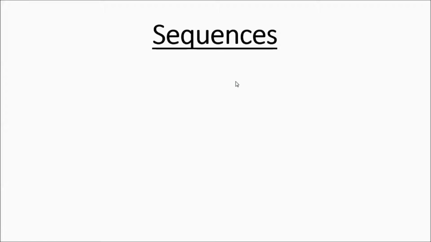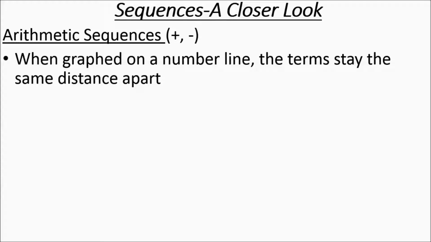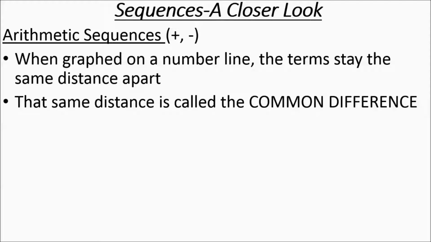This is a lesson on sequences. Sequences are just numerical patterns. There's two main types of sequences you need to know. That's arithmetic sequences. That's when you're adding or subtracting a common number. If you graph these numbers on a number line, the terms are going to stay the same distance apart. And that same distance is called the common difference.